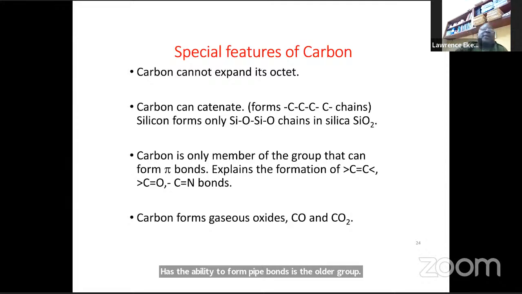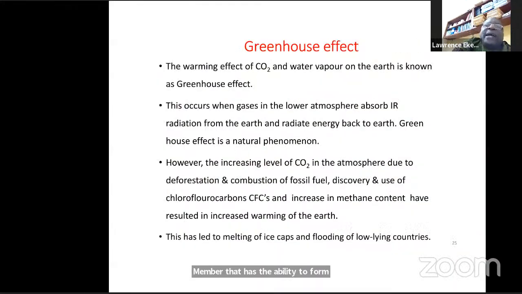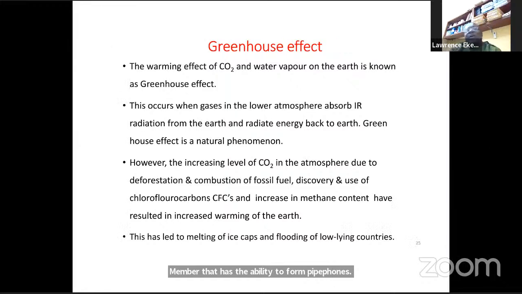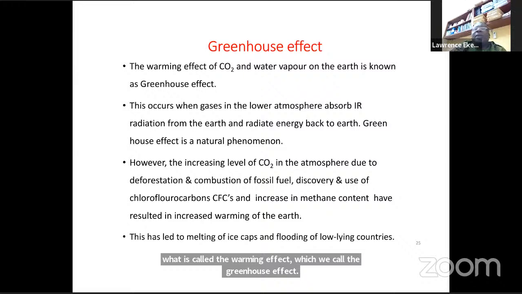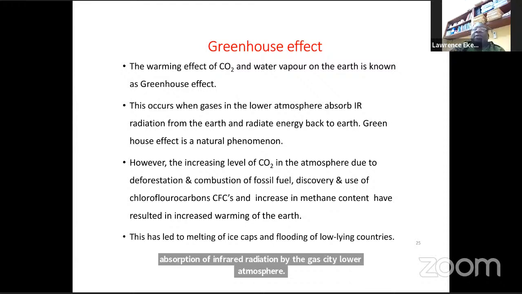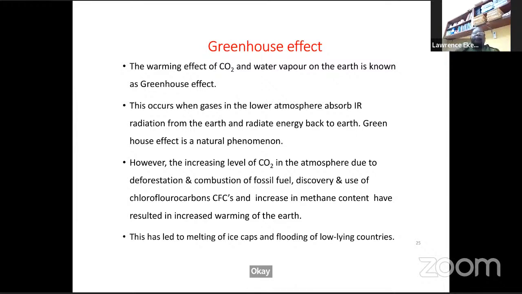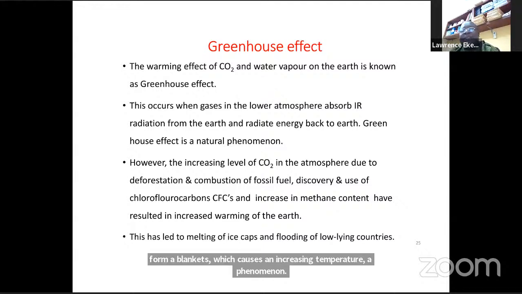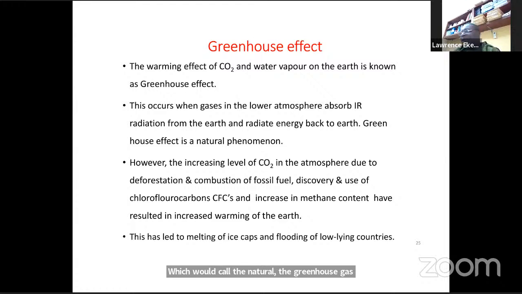And we said the presence of carbon dioxide in the atmosphere and water vapor leads to what is called the warming effect, which we call the greenhouse effect. The greenhouse effect is a result of the absorption of infrared radiation by the gases in the lower atmosphere. On radiation back to the earth, they form a blanket, which causes an increase in temperature, a phenomenon which we call the greenhouse gas effect. It's a natural phenomenon.